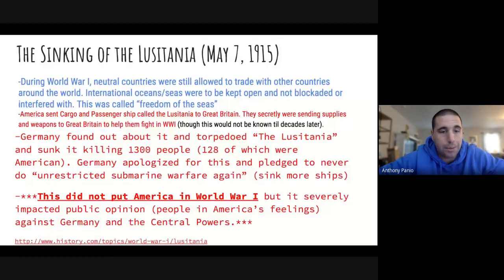And this is something that Germany had to apologize for. And this is the really important thing. They made a promise to us that they would never do this again. They would never do unrestricted submarine warfare again and sink more ships. All right, so they promise us this won't happen again. So this is what happens. This does not put America in World War I, but it severely impacted our public opinion, our people in America's feelings against Germany and the Central Powers. So basically we go from not really caring who wins World War I to now actively rooting against Germany and the Central Powers and rooting for places like Britain, France, Russia, and the Allied powers because we're upset about what Germany did to us.